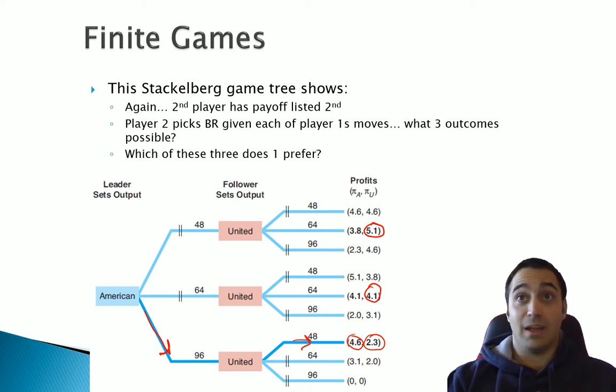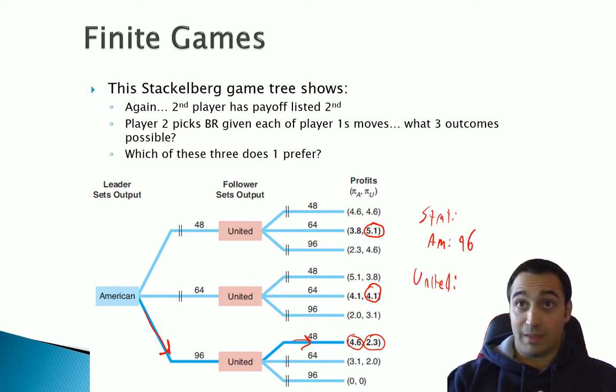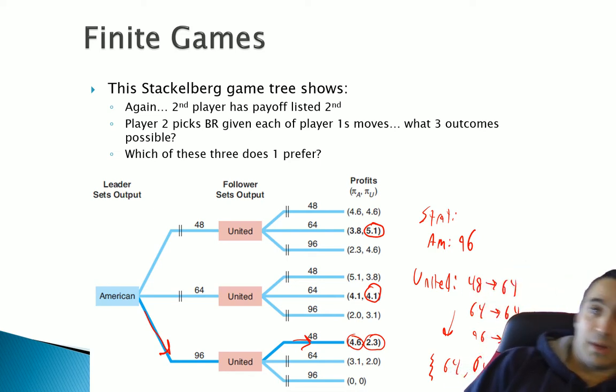However, that is not the strategy. The strategy would be American plays 96, United plays, and I'm just going to read them from top to bottom, 48 implies 64, i.e. if they observe 48, play 64. If they observe 64, then they play 64, and if they observe 96, they will play 48. Or we could have just listed it shorthand. I could have gone like, oh, United is going to play 64, 64, 48. And this is assuming that I'm just going top to bottom. But either way, you'll note that this means United's making 3 choices, not just one.